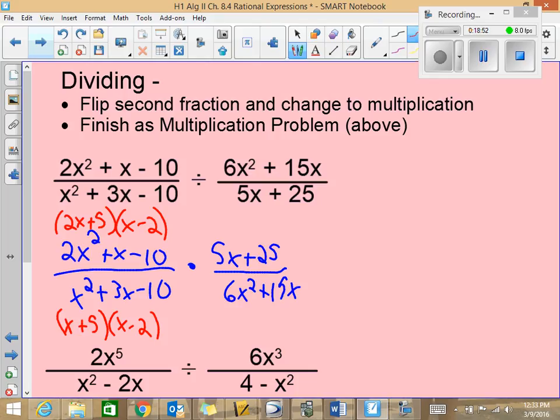Five x plus 25, what do we do? Hold on. 5 parentheses x plus 5. Lily, be careful. 6x squared plus 15x. What can we take out? x and 3. And we're left with x plus 5. Oh wait, 2. Good job.